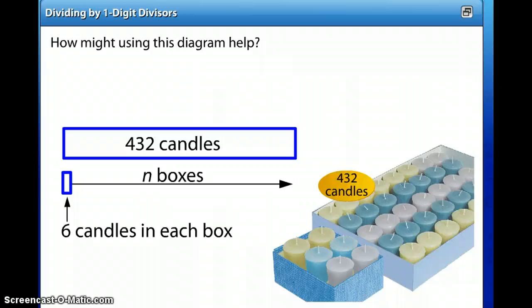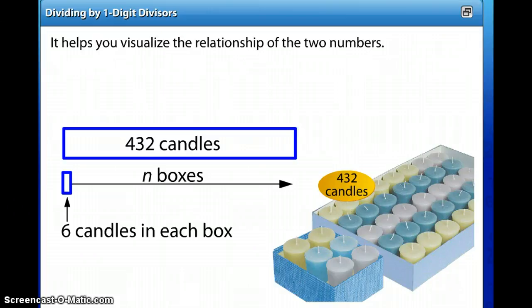What's that N boxes stand for? Grace? Number of candles. The number of candles. We know there's a total of 432 candles. We know that each box is going to have 6 candles. So what does N boxes represent? That N is a variable, it's going to represent a number. But what number, Eli? I was going to say the number of boxes. The number of boxes, right. It helps you visualize the relationship of the two numbers.